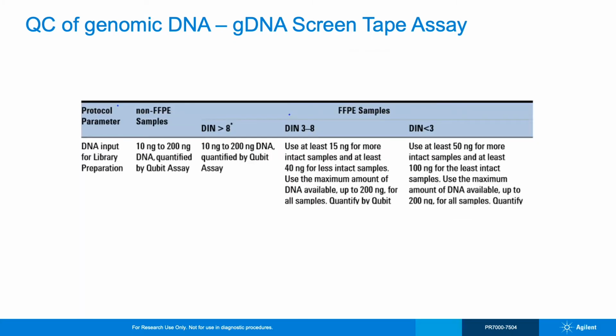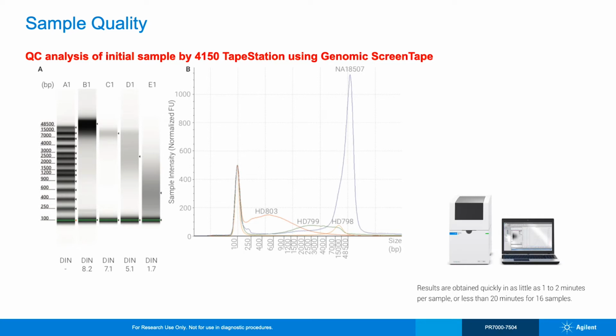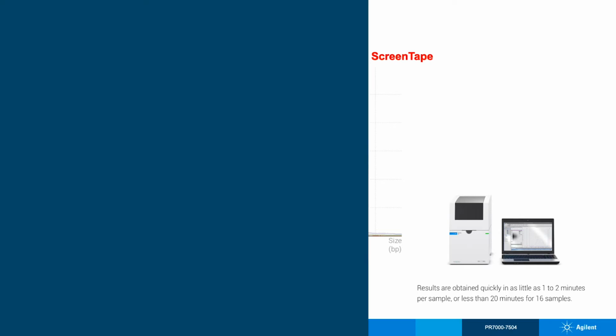As you can see here in the table, a DIN of greater than 8 provides a 10 nanogram to 200 nanogram DNA input. However, as the sample quality decreases, the amount of minimum input has been increased. We examined our biopsy sample using the 4150 TapeStation's genomic screen tape with 3 other samples of varying degradation, including a high-quality HapMap sample NA18507. This slide shows the gel image with the DNA integrity number and the electropherogram overlay.